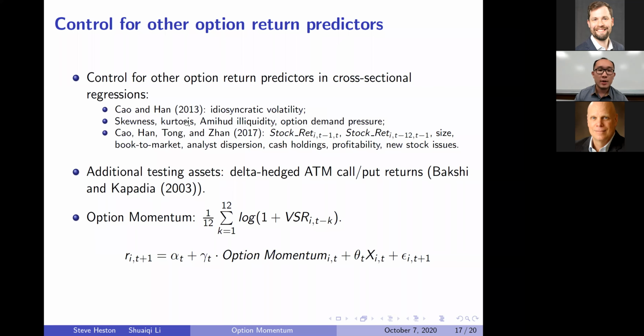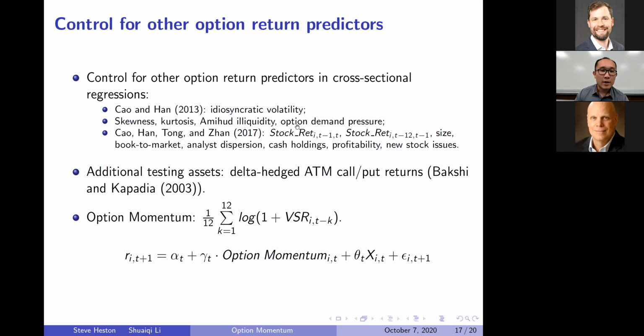to control for the liquidity of the underlying stock. We use the Amihud illiquidity measure. And we control for the demand pressure in the option market by using the average open interest of the firm's options during the past week, scaled by the stock trading volume.